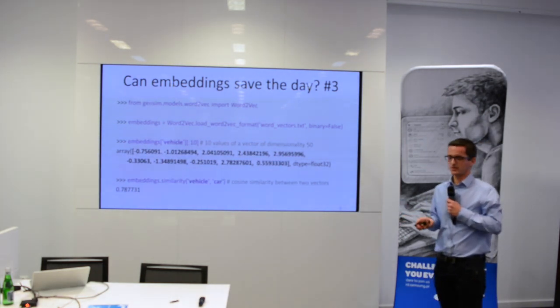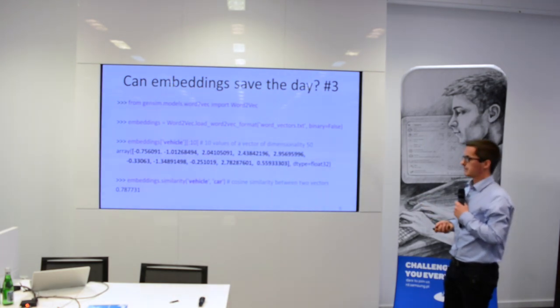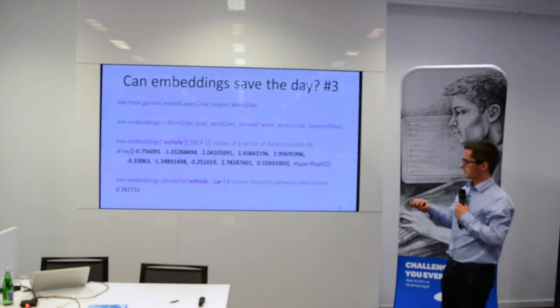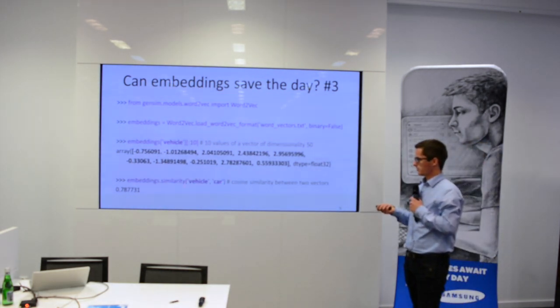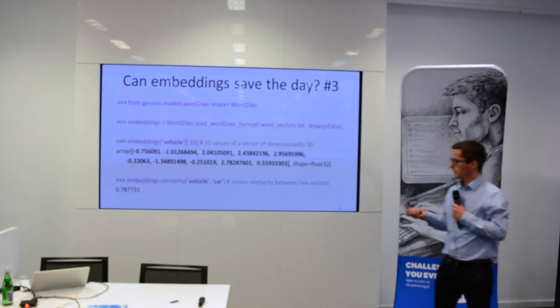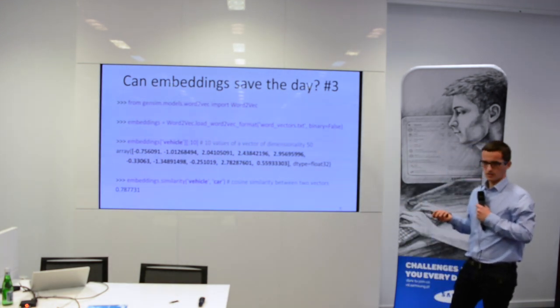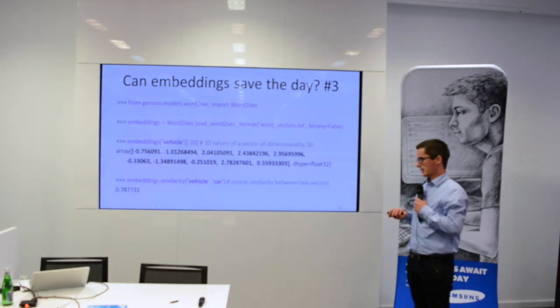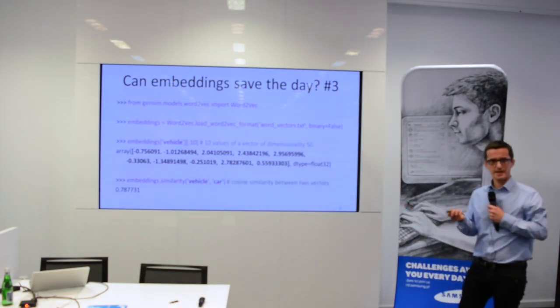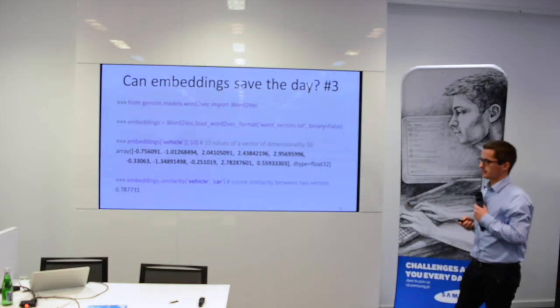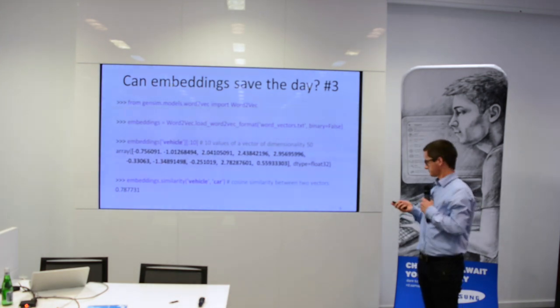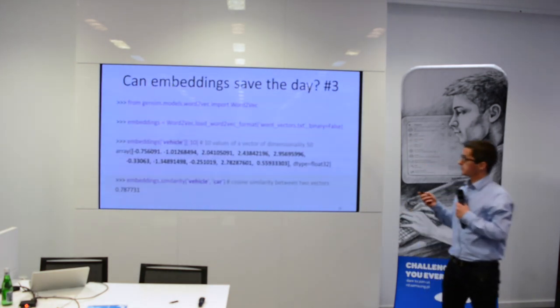These are just numbers, it's very hard to read actually, but what we can do is use these values and count things like cosine similarity. So if we check the similarity for the words vehicle and car, we get a very high score. The maximum value in here is 1. So we can assume that the words vehicle and car are very similar. So this is one part.